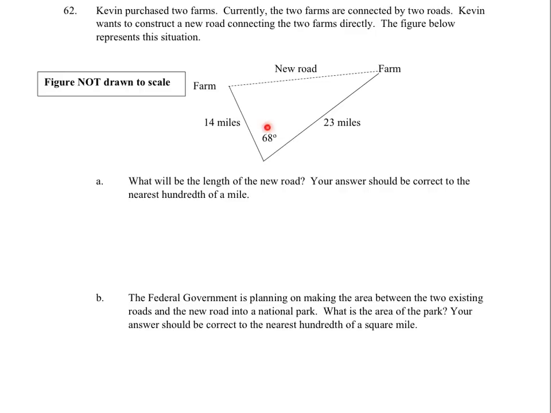Well, what we know is we have an angle. We want to find the side opposite that angle, and we're given 2 sides. Since it's not a right triangle, we can't use our trig the way that we know it, but what we can use is the law of cosines. And this is on your formula sheet. So law of cosines says c squared equals a squared plus b squared minus 2ab cosine c.